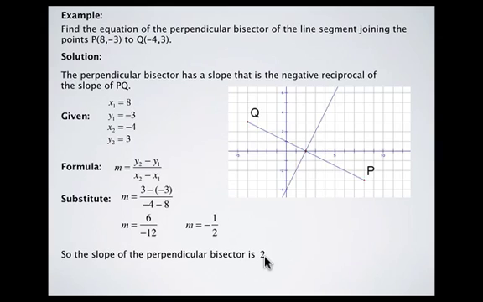Which is 2. So the slope of this line, and you can actually see because I've drawn the perpendicular bisector here, the rise is 2 and the run is 1. So the slope of our perpendicular line is going to be 2.